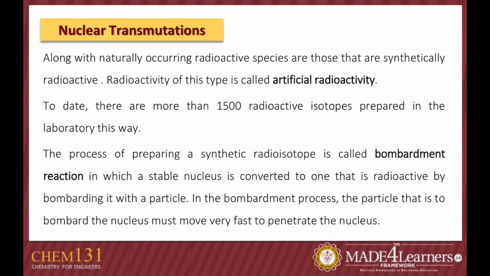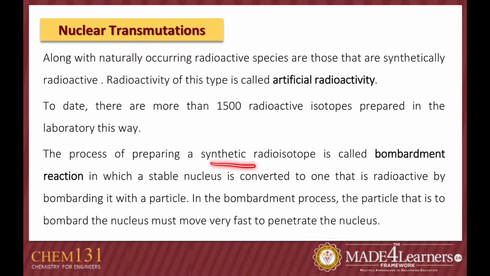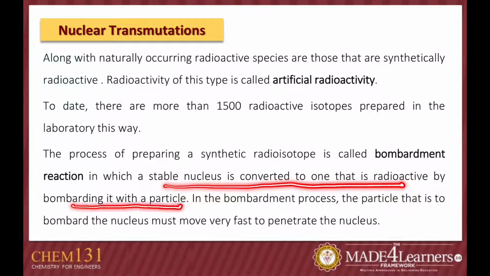Now to date, there are more than 1,500 radioactive isotopes prepared in the laboratory this way. And the process of preparing a synthetic radioisotope is called a bombardment reaction. It's called bombardment because a stable nucleus is converted to one that is radioactive by bombarding it with a particle. So the particle could be a neutron or an alpha particle, a beta particle, or it could be another nucleus.